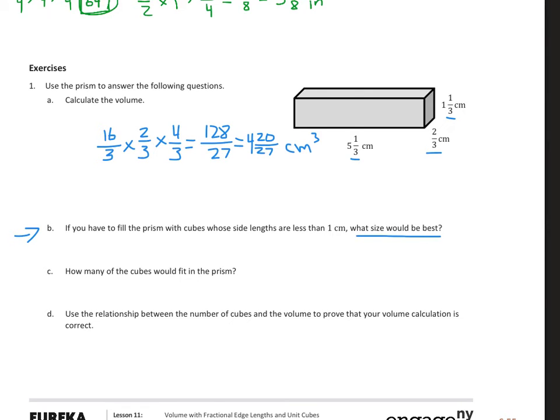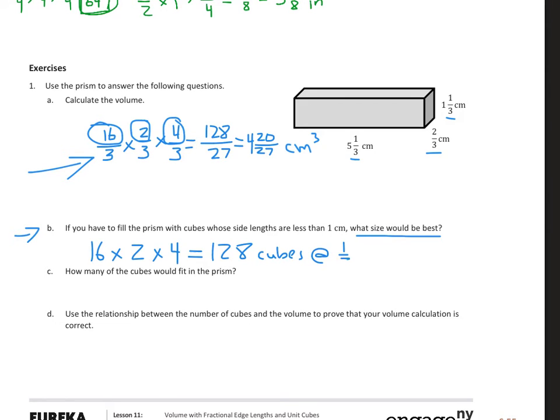Well, probably thirds. Because if you look at the problem, there's 16 of those, 2 of those, and 4 of those. So couldn't we just say that we're going to do 16 on that side times 2 of that side and times 4 of that side, since each one is broken into thirds, which is going to give us 128 of those cubes at 1/3 by 1/3 by 1/3 centimeters.